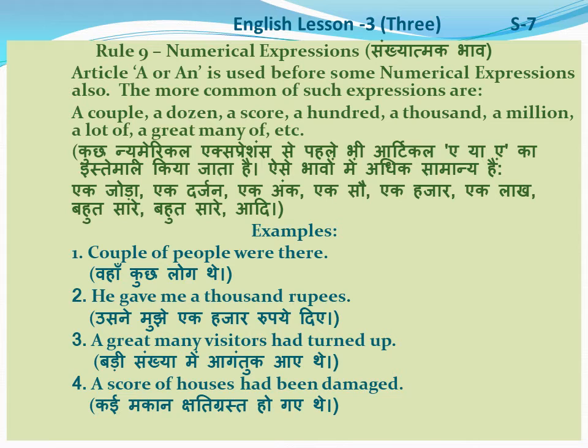Now friends, coming to slide number 7, English lesson 3. Here we are going to study rule 9. Rule 9 says about numerical expressions. Article a or an is used before some numerical expressions also. The more common of such expressions are a couple, a dozen, a score, a hundred, a thousand, a million, a lot of, a great many of, etc. So friends, here are numerical expressions where also a or an article are used. So examples are given below for your ready reference.